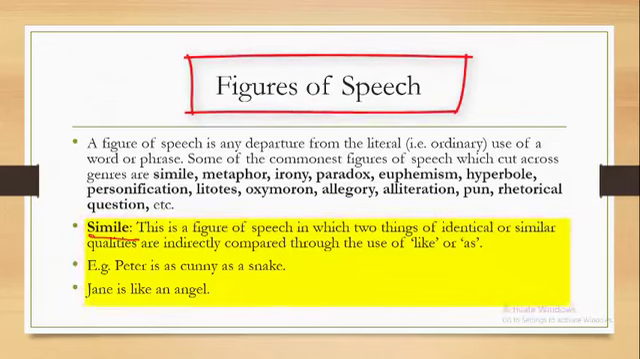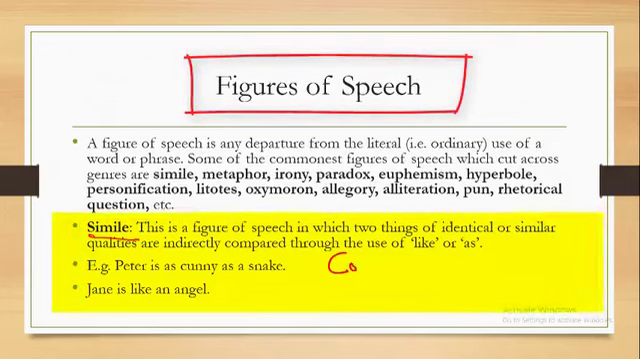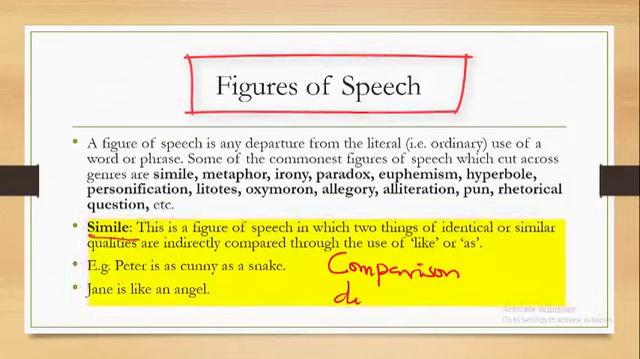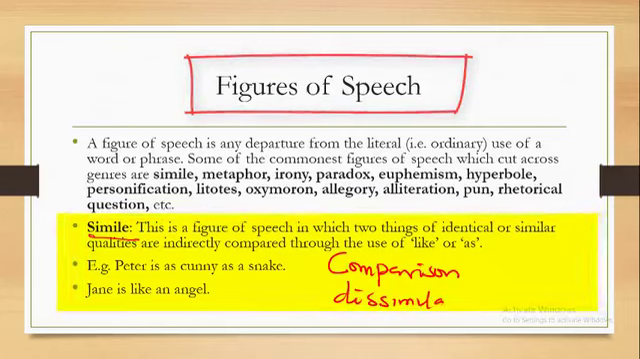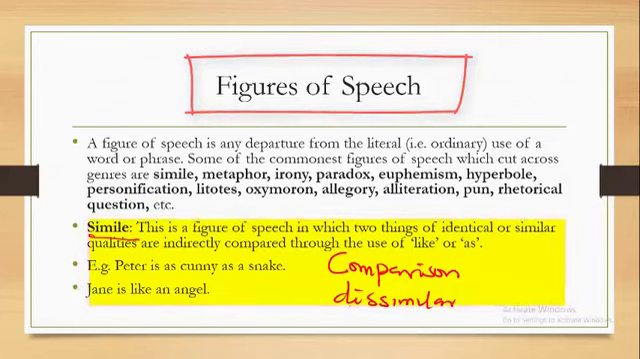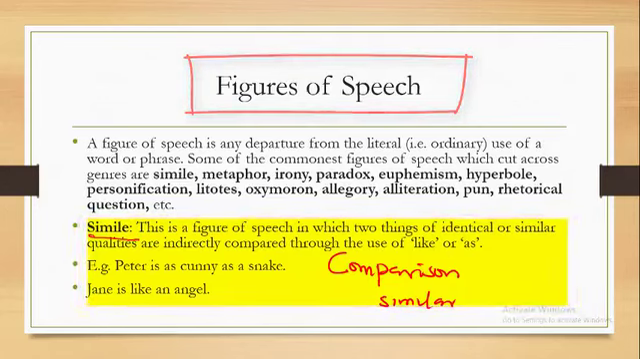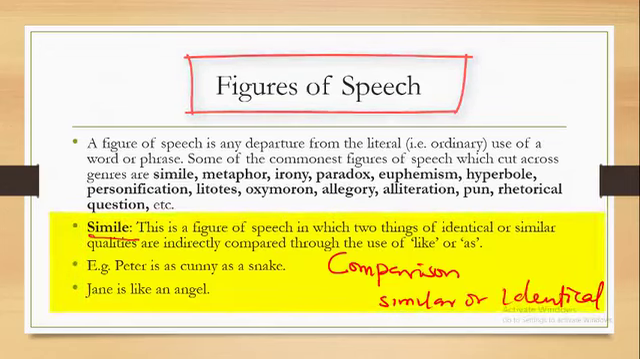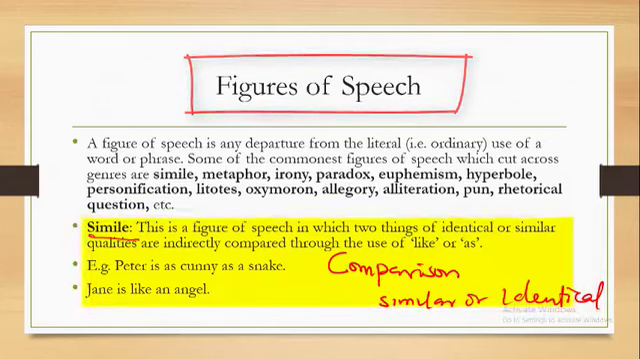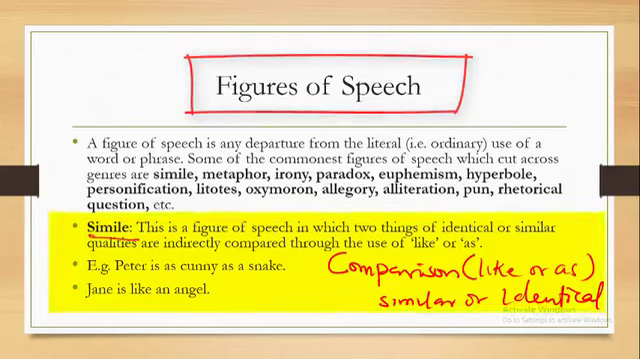Okay, so it has to do with what? Comparison. But remember, we don't compare dissimilar things, we compare similar things. So compare things that are similar or identical, and we do that using like or as.